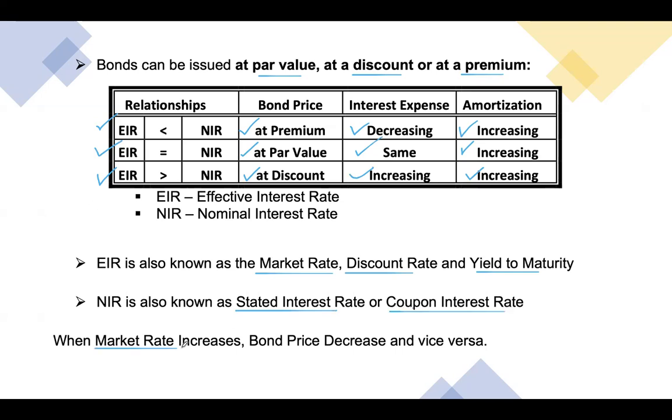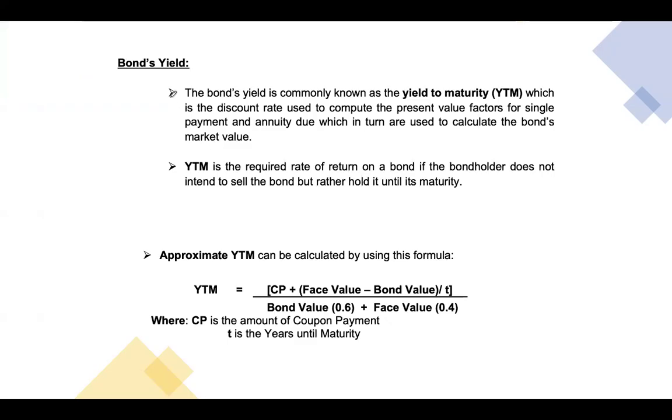So when the market rate increases, the bond price decreases and vice versa, because the lower the market rate, the higher the present value factors, which are used in computing the bond value: the present value of 1 and the present value of an ordinary annuity. The bond's yield is commonly known as the yield to maturity. Okay? And this is the discount rate used to compute the present value factors for single payment and annuity, which in turn are used to calculate the bond market value.